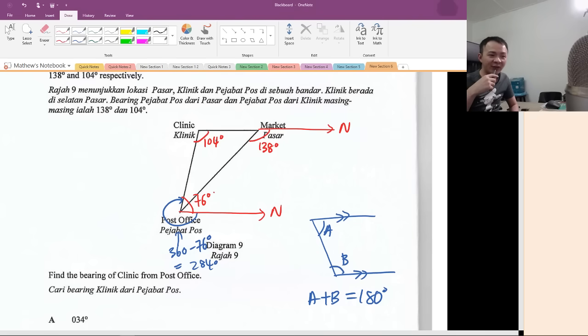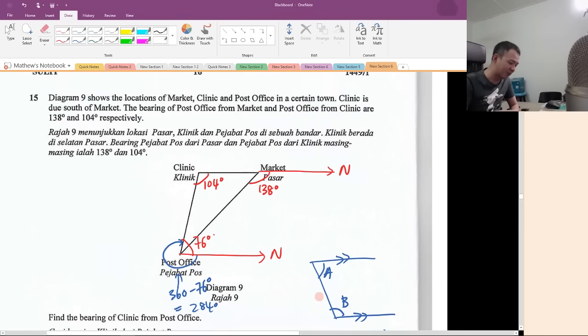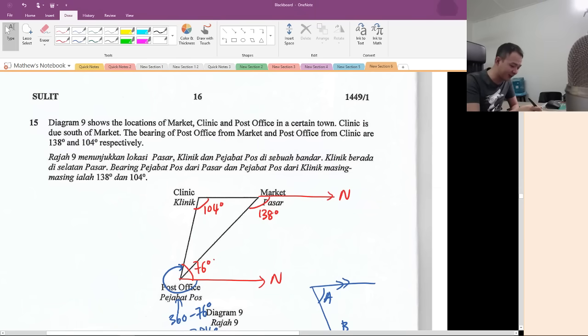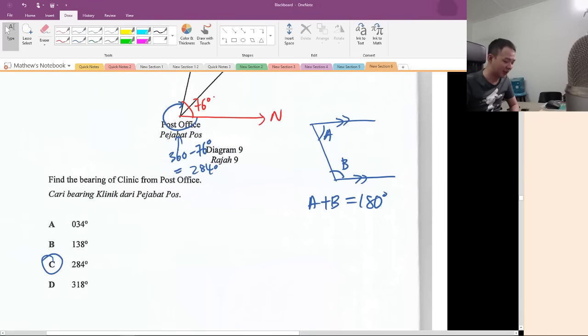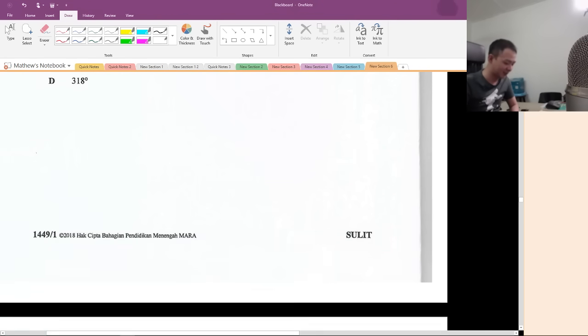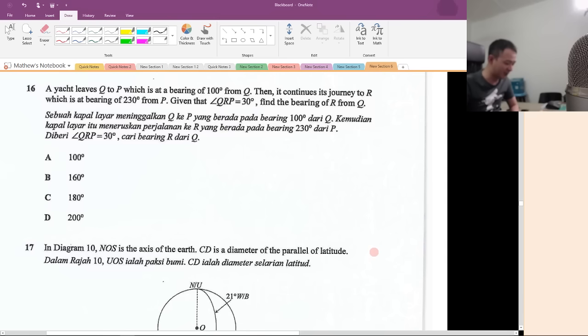Why is the north at the market, not at the clinic? Because of the first sentence here. The first sentence here, they say the clinic is due south of the market. That means if the market is over here, the south will be the clinic. So therefore the north is facing the other side. Yeah, I hope you guys can understand. Let me move on to number 16 here.